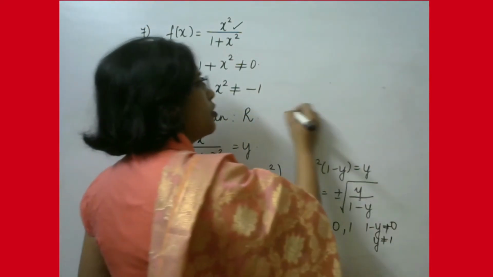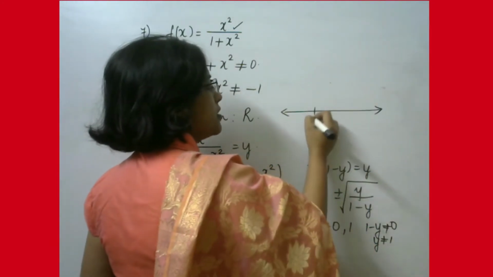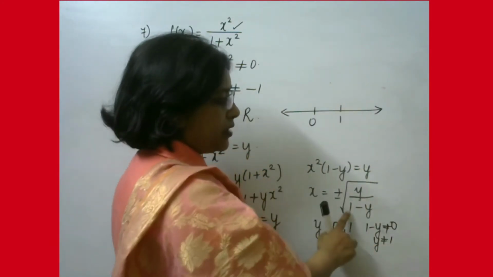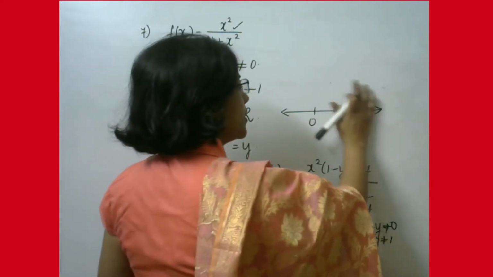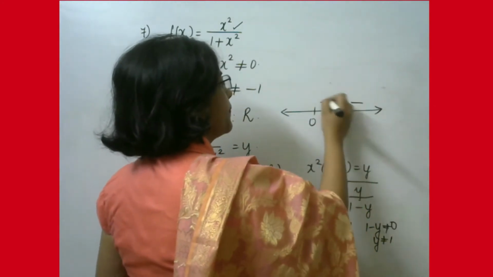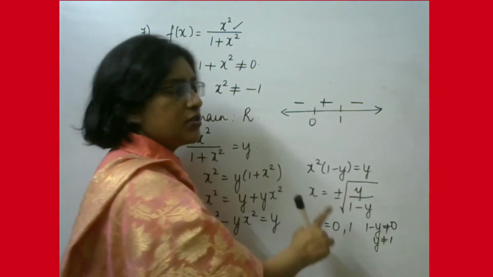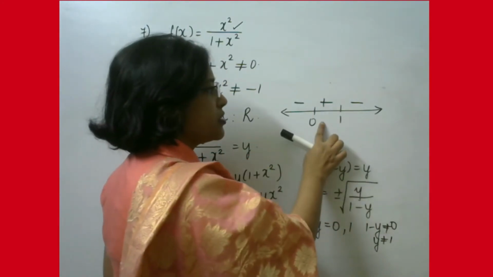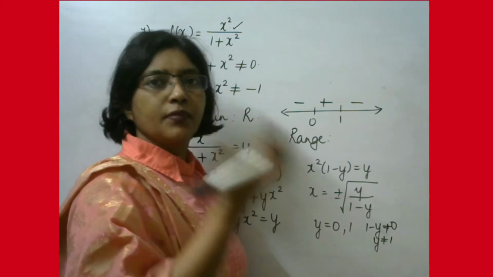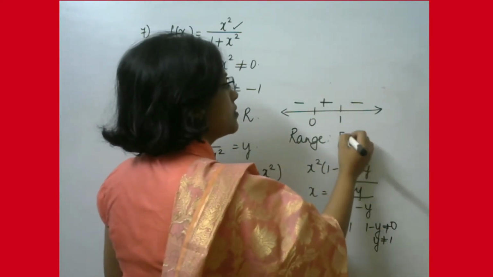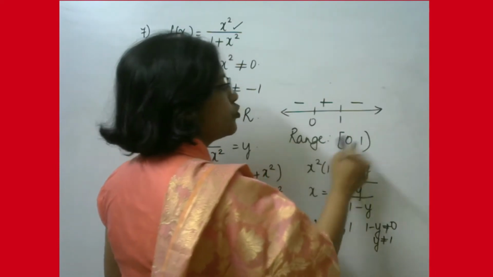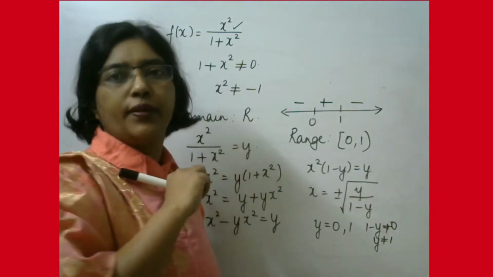So put this on the number line, 0 and 1. Once again, it is not y minus 1, it is 1 minus y. So start with minus, plus, minus. The square root value should be positive, so it's going to be 0 to 1. It cannot be equal to 1, so it is the closed open interval 0, 1.